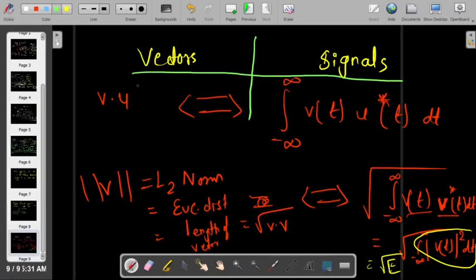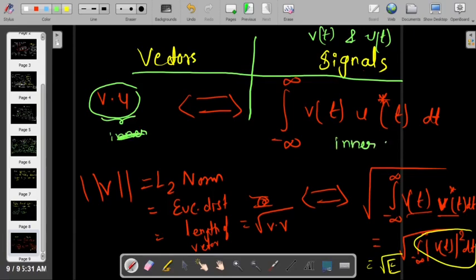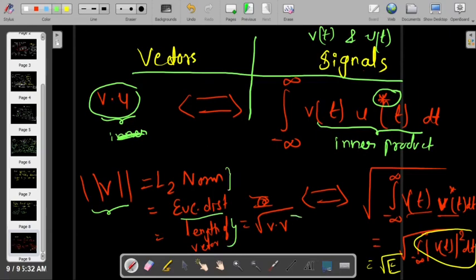So in vectors we have the dot product, or we can say inner product, whereas for signals, let's say we have two signals v(t) and u(t), then their inner product is given by this. Please mind this conjugation, because in real life we have complex signals as well, so the conjugation will matter in that case, but mostly we'll be dealing with real signals, so it will not affect anything, right? Then we have the L2 norm, which is the length of a vector. There are other names like Euclidean distance or length of vector or L2 norm, which is nothing but the dot product of the vector with itself.